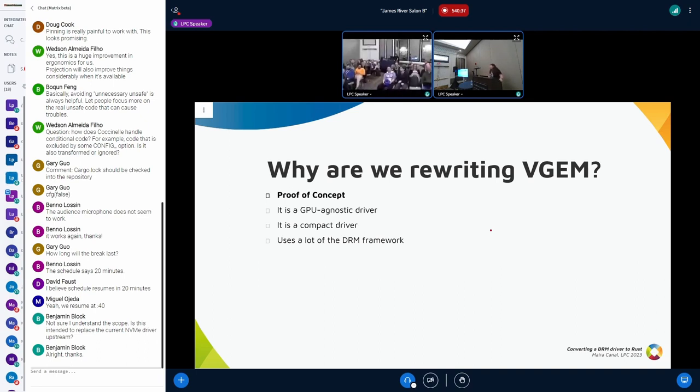And VGEM is a fairly compact driver, so it would be a small project with very tangible goals. And finally, as I just told you, VGEM uses a lot of the DRM framework, so it's a great opportunity to explore the DRM bindings and see if they match the requirements of different drivers. As I'm going to tell you, I used Asahi Lina's bindings, and using Lina's bindings in another driver proves that they are not unique to Asahi. They can be used for many different purposes in the DRM subsystem.